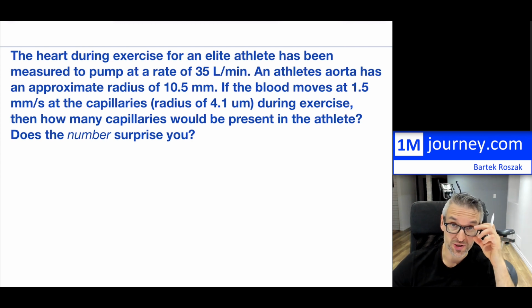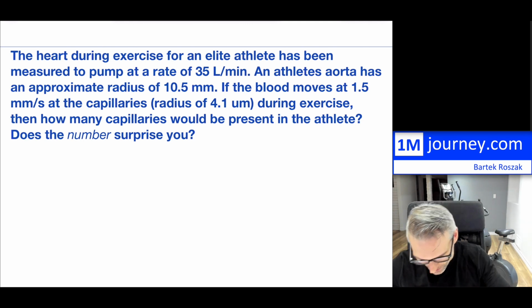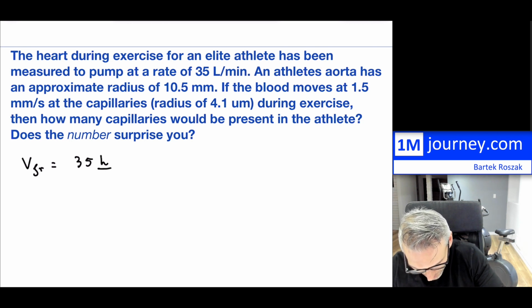Okay, they have a much bigger capacity, and that's something that you can work towards. I'm definitely not necessarily there. All right, so we have our volume flow rate, and that is 35 liters per minute.